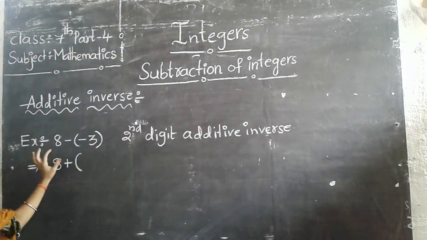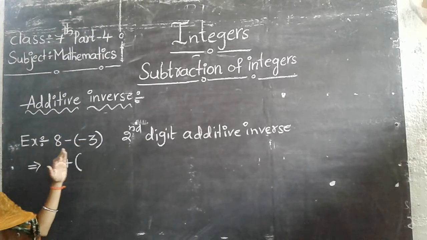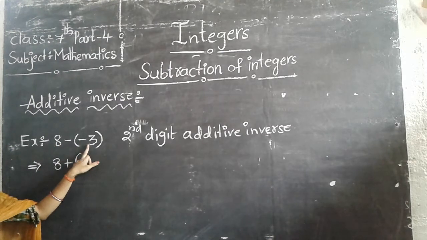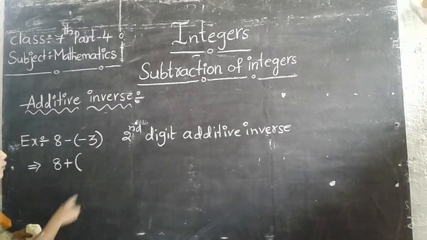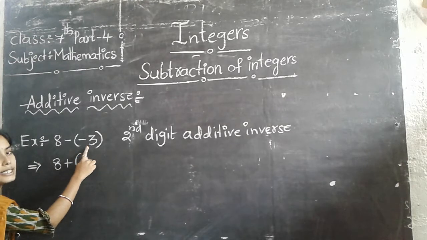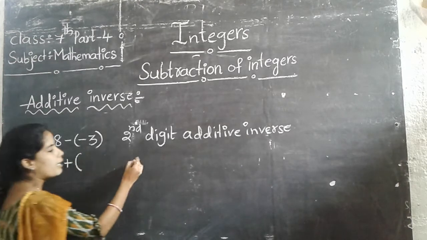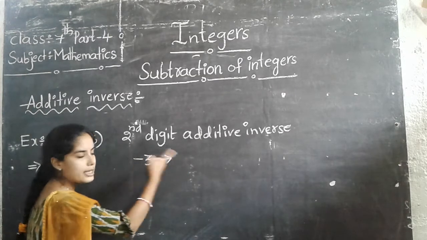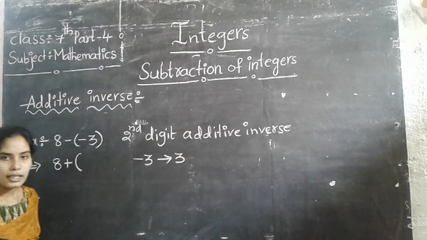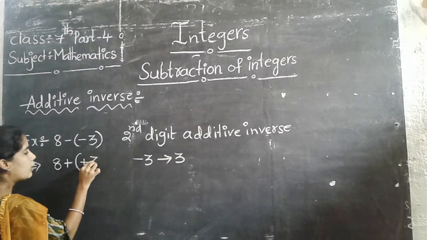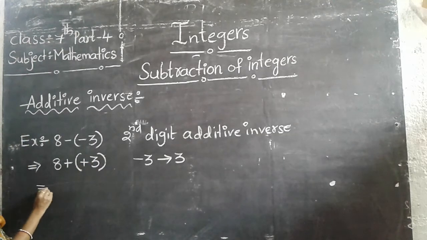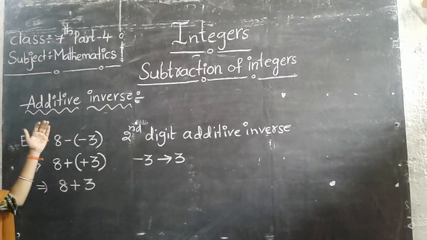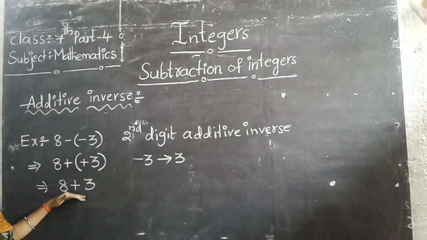This is the first digit and this is the second digit. What is the second digit here? The second digit is minus 3. What is the additive inverse of minus 3? Just change the sign. That is plus 3. So here I am writing plus 3. What is the next step? 8 plus 3. Yes, the subtraction operation is changed into an addition operation.